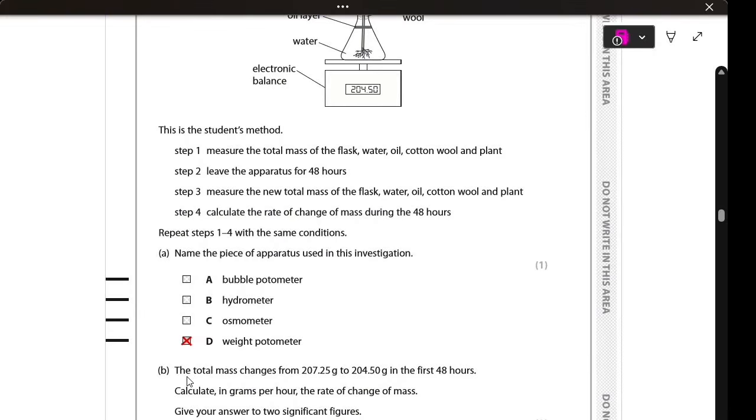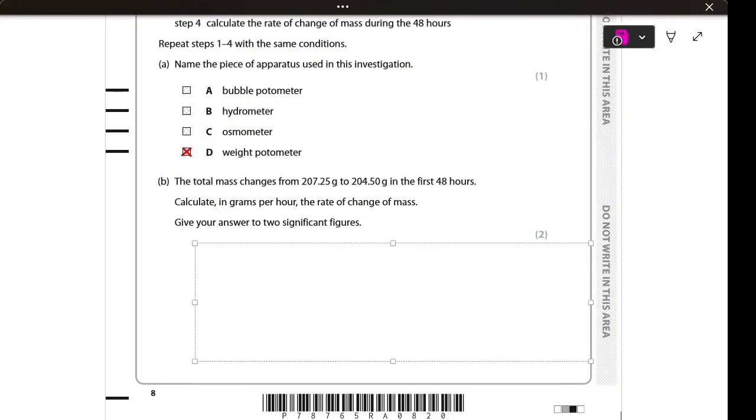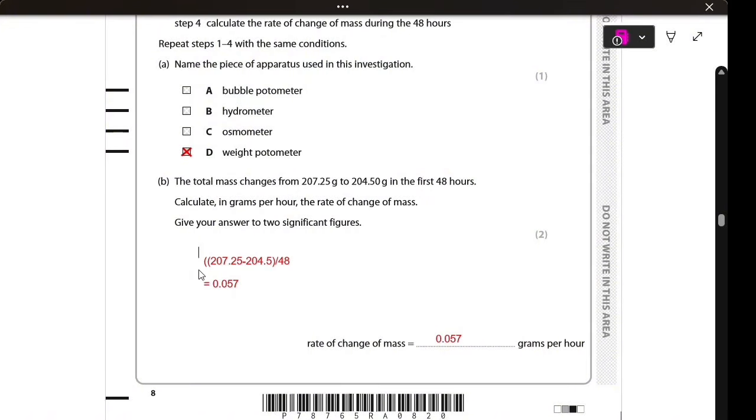Then they've asked us to calculate the rate of change of mass in gram per hour. So the total mass changes from this much to this much. They've given us the change in mass and the time in hours. So for rate, we have to divide the change in mass by time. So we have to find the difference between these two and divide by 48 to get our answer, which should be to two significant figures. So this is the answer, 0.057.